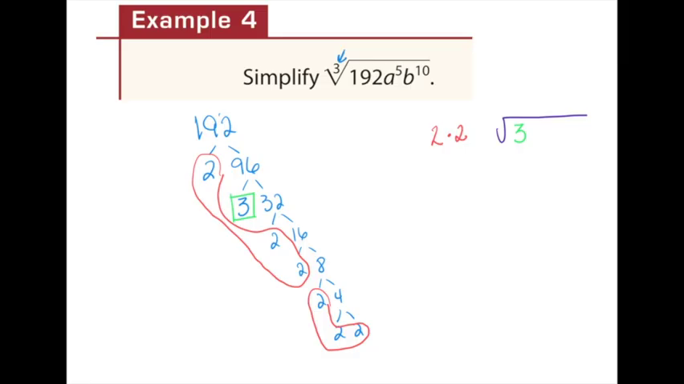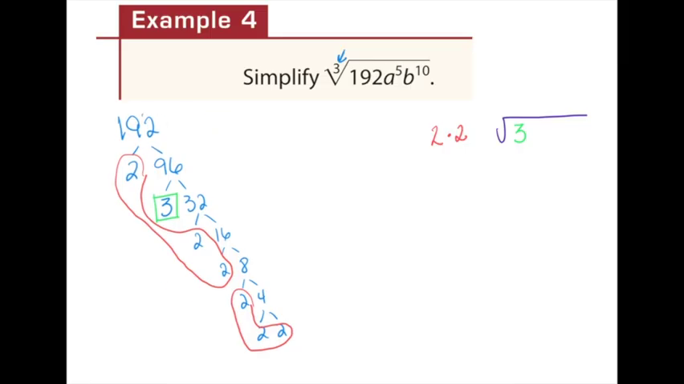All right? And then I'm going to look at my variables. So if I look at the first variable, a to the 5th, I am going to divide that 5 by 3 because that was my index. All right? 5 divided by 3, well, it goes in 1 time with a remainder of 2. So that tells me that 1a is going to come out, 2 a's are going to stay in. And so that's what I'm going to write out here. I'm going to say, well, I have a to the first power out here, a squared in here.